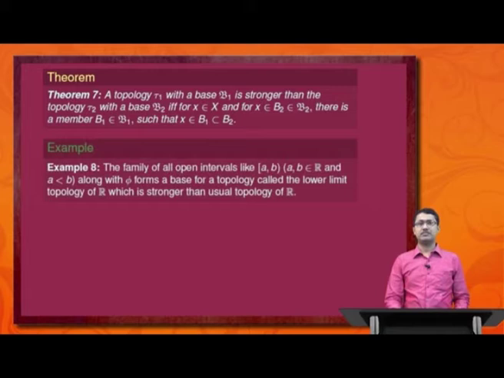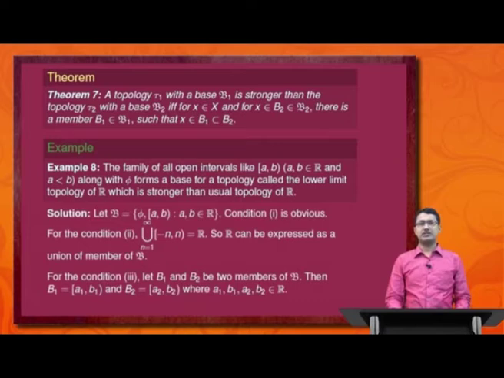Consider example 8. The family of all intervals like [a, b), that means the left side is closed and the right side is open, where a, b belong to the real numbers with a less than b, along with phi, forms a base for a topology called the lower limit topology of R, and it is stronger than the usual topology of R. Solution: let script B be equal to phi union [a, b), where a, b belong to the real numbers.